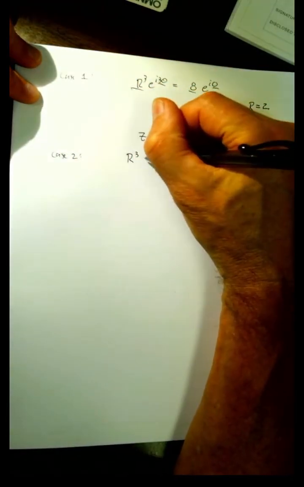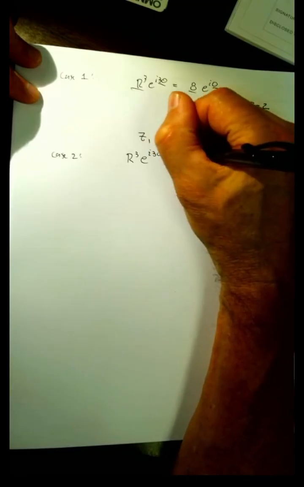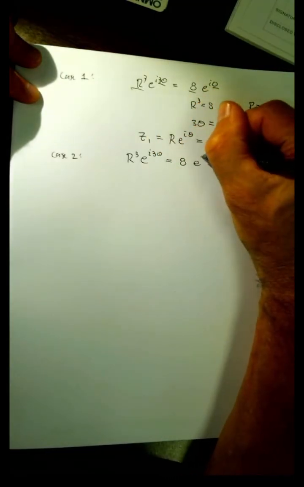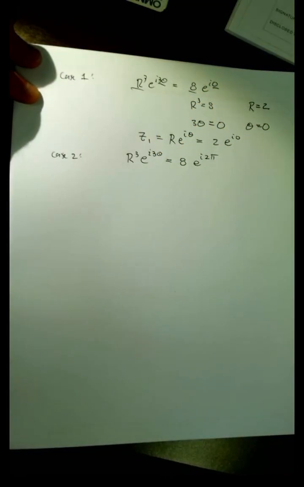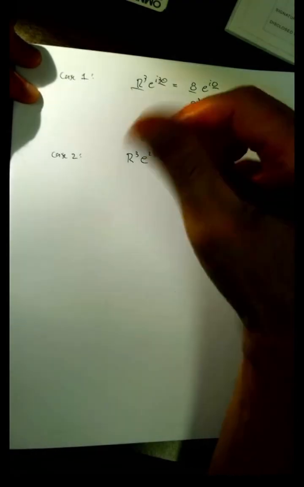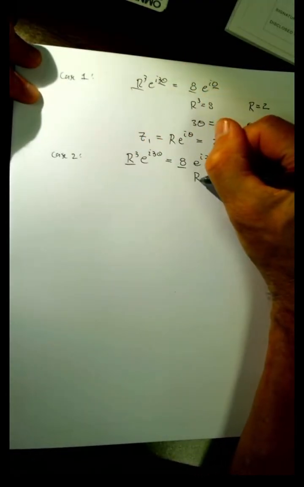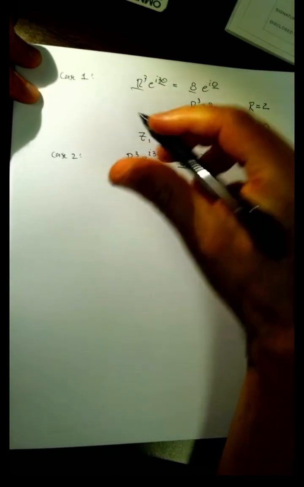The other situation is r cubed e to the i 3 theta. It's going to be 8 e to the i 2 pi, so that's one revolution around to get 8. Again, the distances have to match. So the distance on the left is r cubed, the distance on the right is 8.